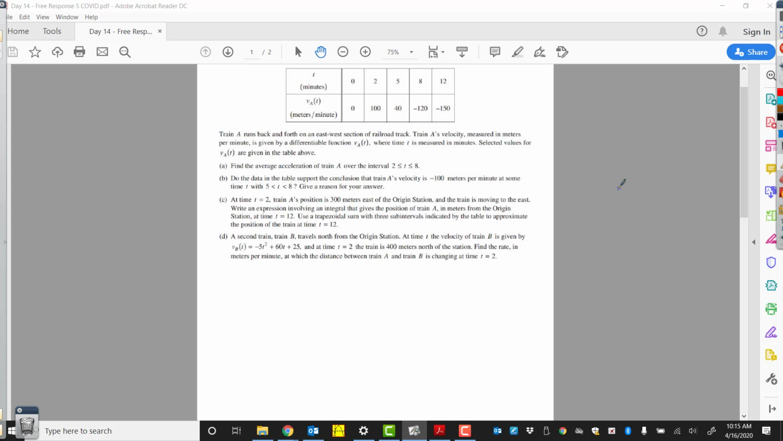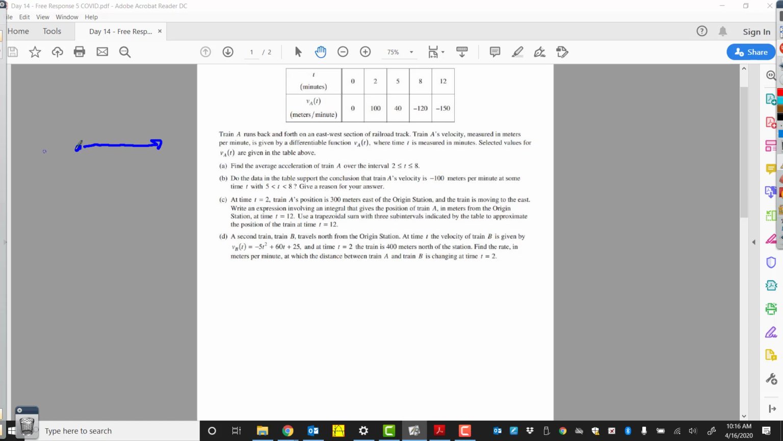At time t equals 2, the train is 400 meters north of the station. Find the rate in meters per minute at which the distance between train A and train B is changing at time t equals 2. So we need the rate which the distance between them is changing. Okay? So we need to create an equation for the distance between train A and train B. So I'm going to do it off the side in this gray space. We have origin station here.